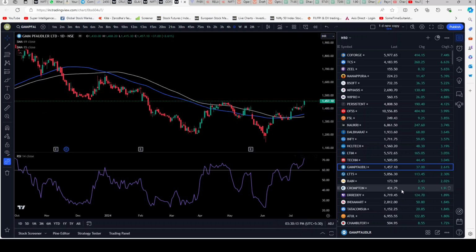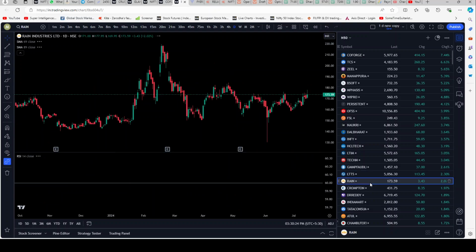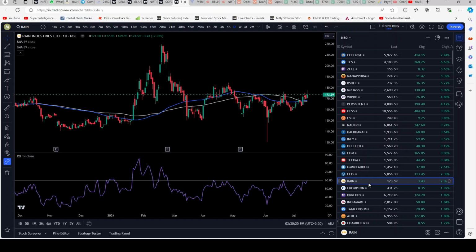LTTS, it's just about breaking out of 69 and 89. Keep it on your watch list. RSI is yet to break. If RSI breaks, it will continue the growth. All right. So on and so forth, guys.